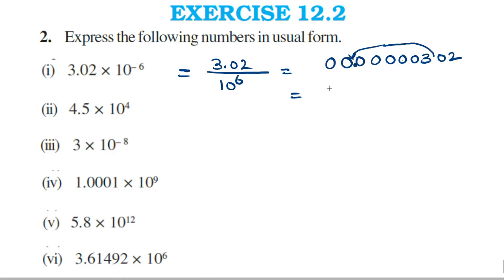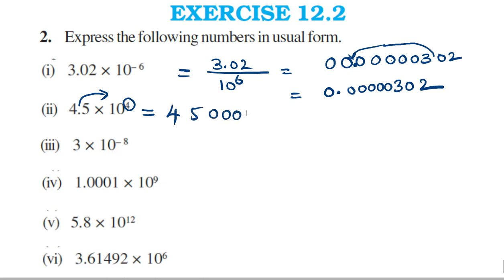So the answer will be 0.00000302, that is, the point, then 5 zeros, 0, 0, 0, 0, 0, then 302. That is the answer for this question. Next, second one. 4.5 times 10 to the power of 4. This is equal to, as the exponent is positive, we need to move this point to the right side. How many places? 4 places.